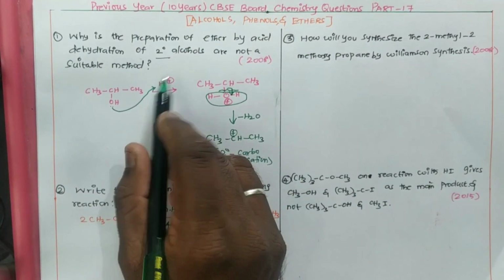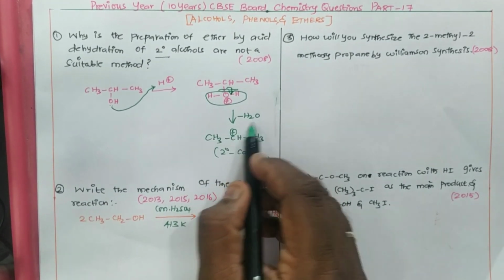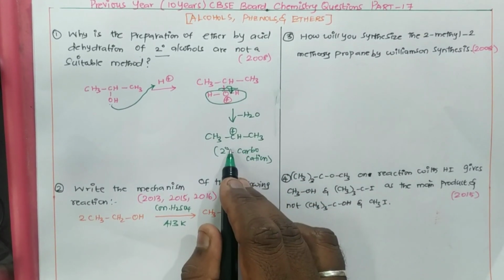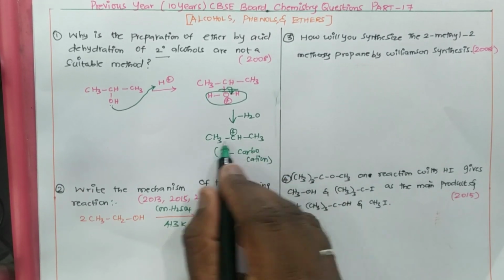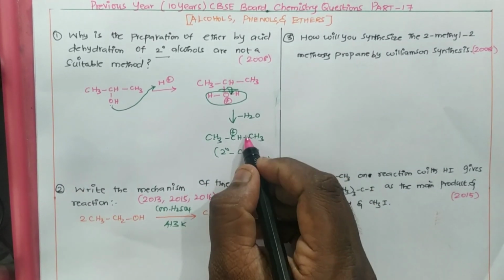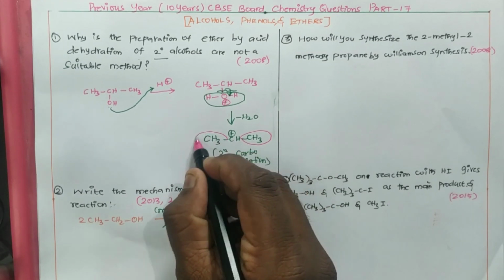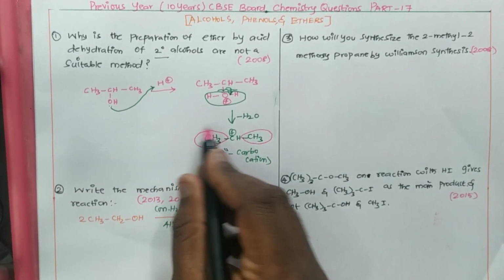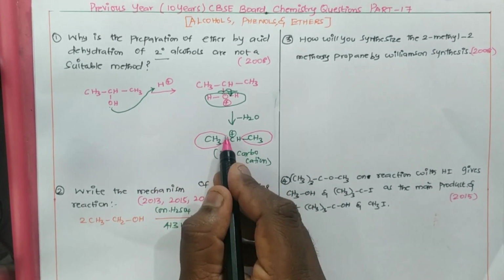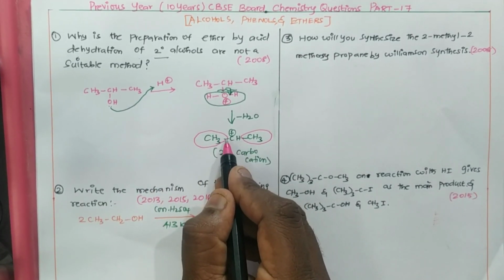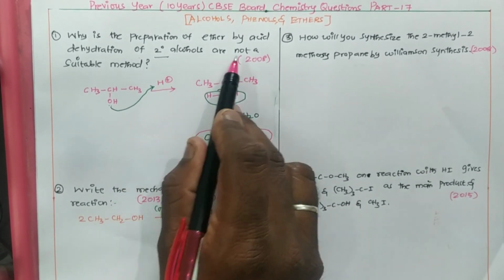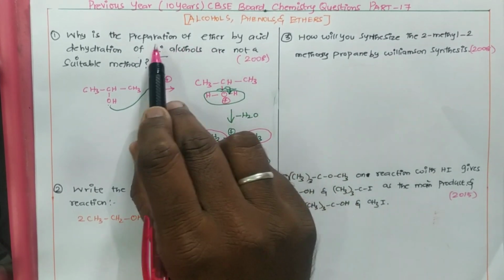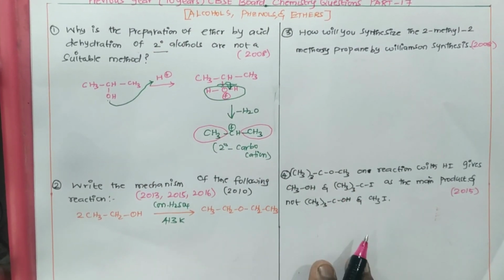So usually in this case, in the preparation of ether by acid dehydration, if I use the acid, I dehydrate a water molecule. The 2 degree alcohols are not a suitable method to prepare ether because of steric hindrance; these are all sterically hindered molecules. So the nucleophile cannot attack within this short space. That is why 2 degree alcohols are not suitable for dehydration as a way of preparing ethers. Are you able to understand, student?